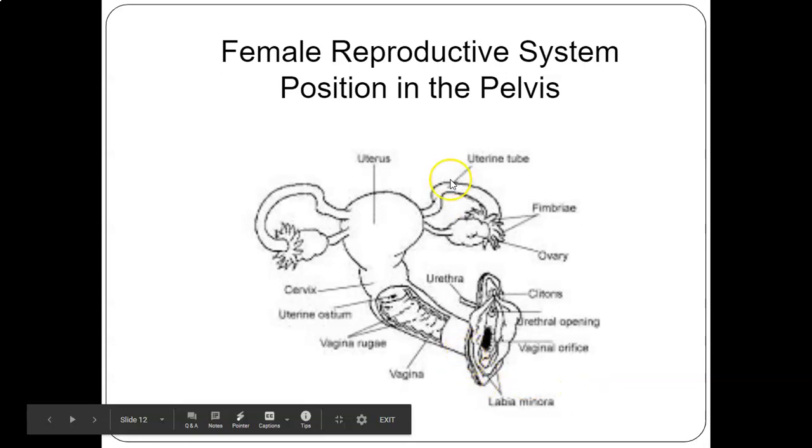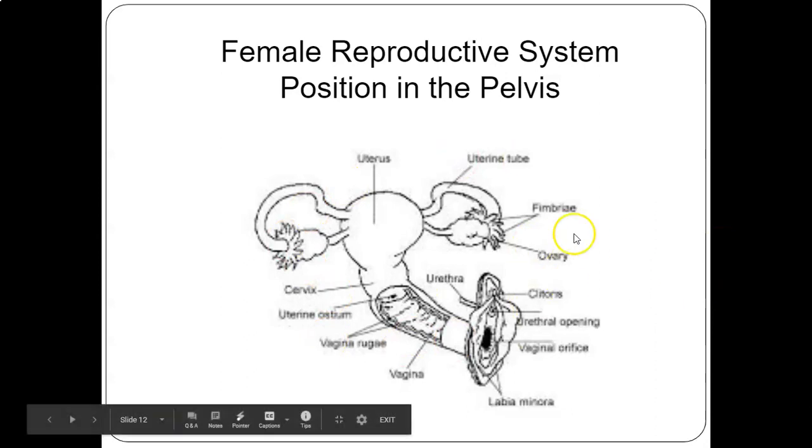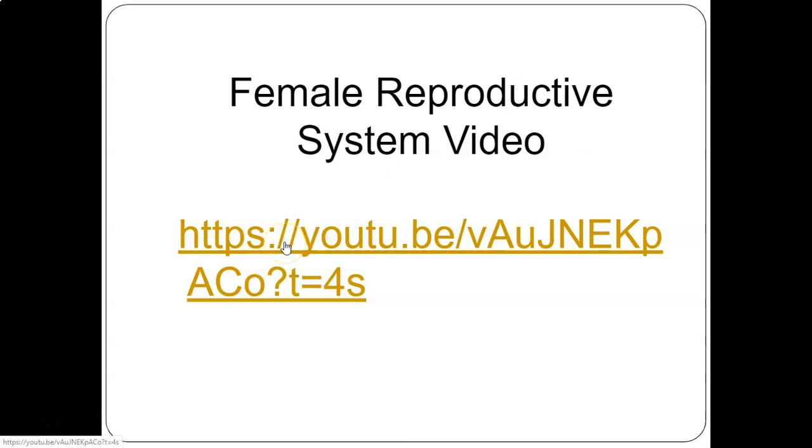They don't just go straight up. They actually, from the vaginal opening, they tilt back toward the lower back. Then the uterus actually bends forward a little bit. Okay, so this just gives you an idea of how these organs sit in the abdomen. All right, let's watch this video.